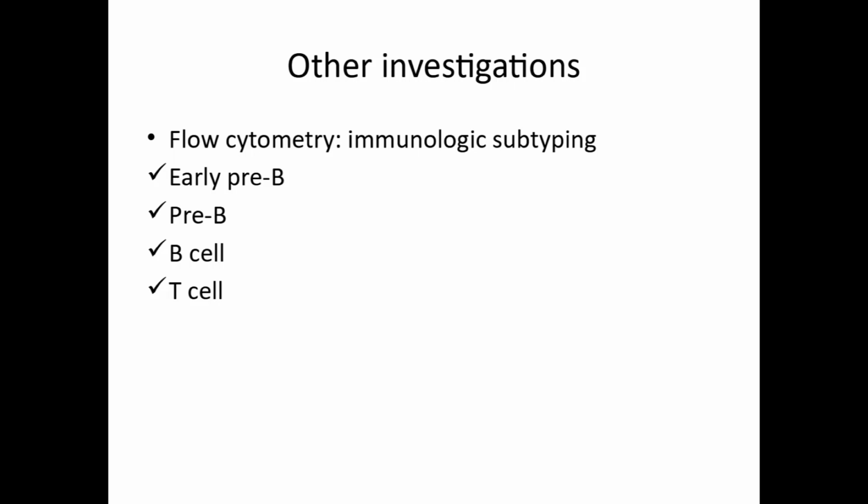For further evaluation and deciding what type of treatment is to be given, flow cytometry can be done. Using flow cytometry, you can classify ALL into either early pre-B, pre-B, B cell or T cell ALL, and then a specific treatment can be arrived upon.